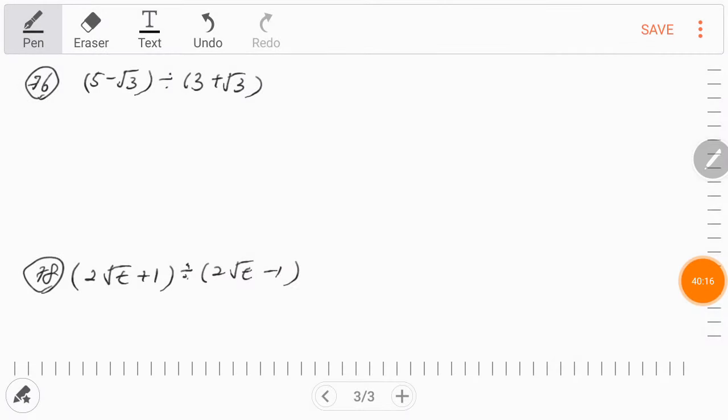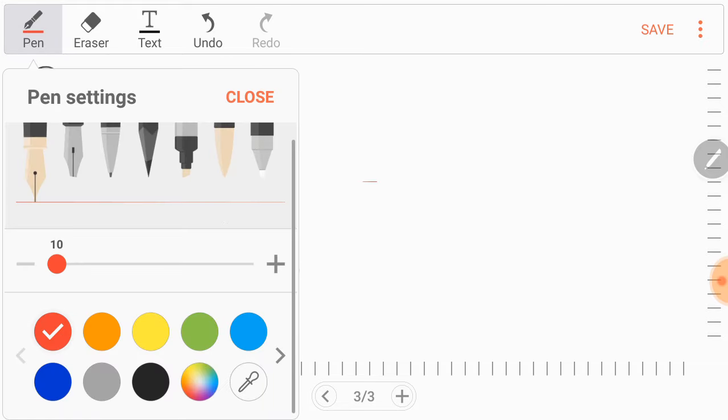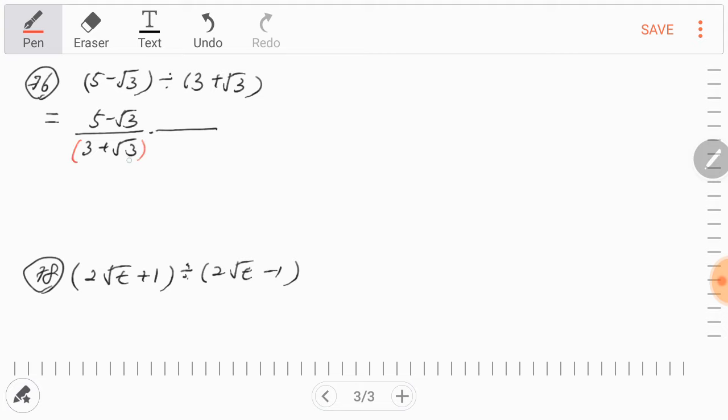Okay, let's do a couple of exercises. The first one is the division 5 square root of 3 divided by 3 plus square root of 3. We've got to multiply by the conjugate, so rationalize the denominator: multiply both top and bottom by the conjugate of the denominator, which is 3 minus square root of 3.